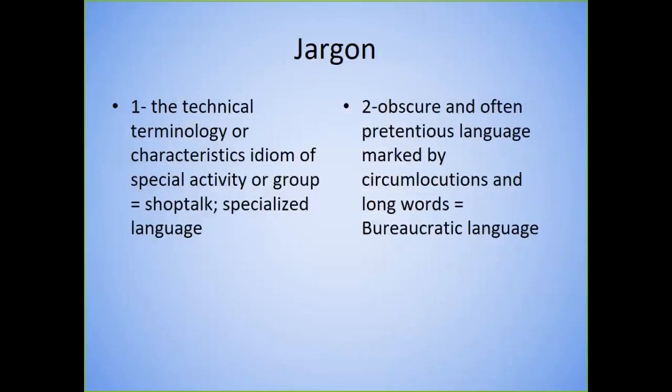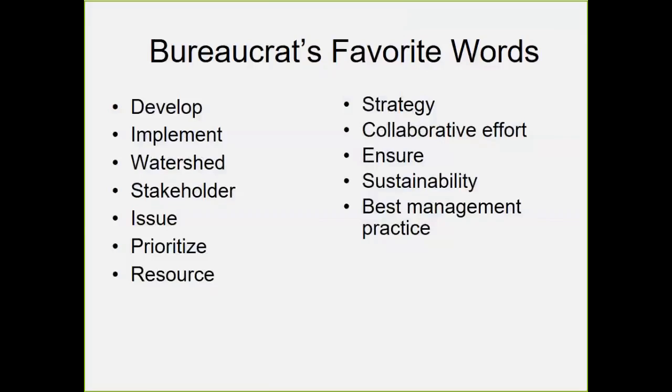So the other thing is to stay away from that jargon. Here's what I want to say, and I know that we're a few minutes over, but I want to just add, bureaucrats' favorite words. We are here to develop an implementation plan with your stakeholders to prioritize issues, to figure out your resources, strategic collaborative efforts that are ensuring the stability of your best management practices. Therefore, the river will be protected. What the hell are we talking about? Right?